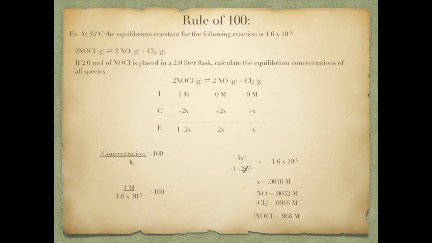So the rule of 100 is not meant to make your life more difficult. It's actually meant to make your life a lot easier. Because if your K is so small that the concentration divided by your K is greater than 100, then eliminating that variable will not have a significant impact on your final answer.